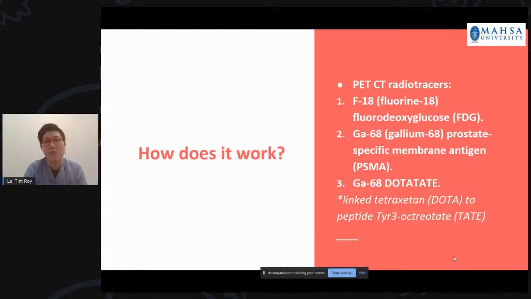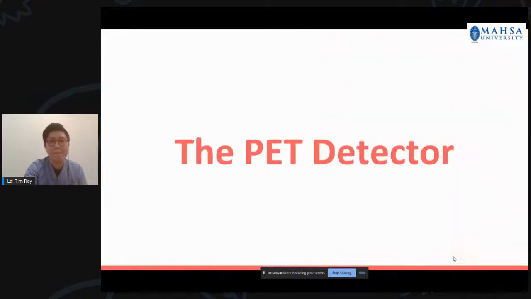Each of these radiotracers has their own usage for scanning. So FDG-18 here, we use it for general cancer patients, while gallium PSMA, we use it for prostate cancer patients, and gallium DOTATATE, we use it for neuroendocrine tumor patients.